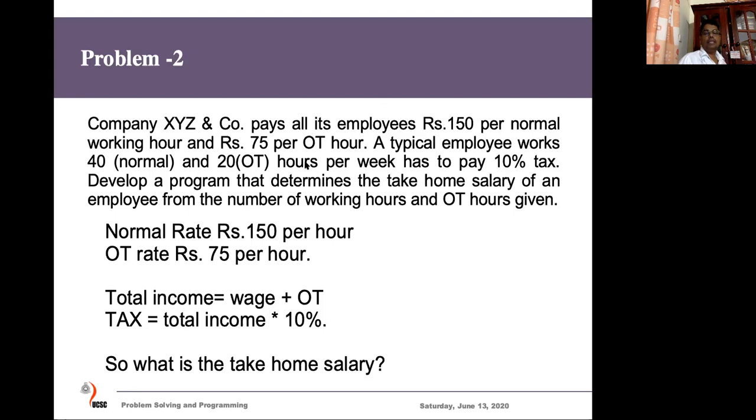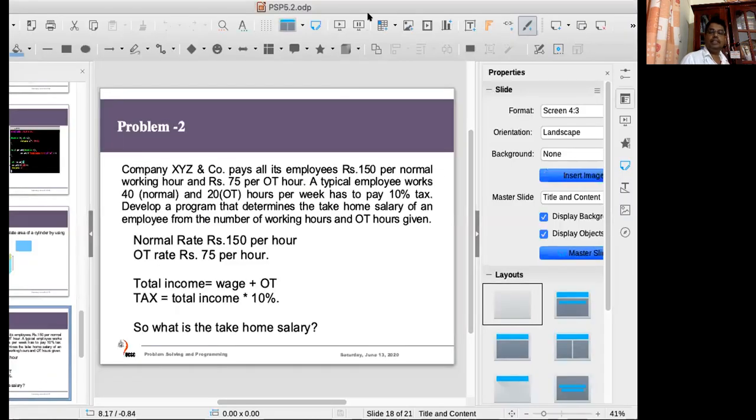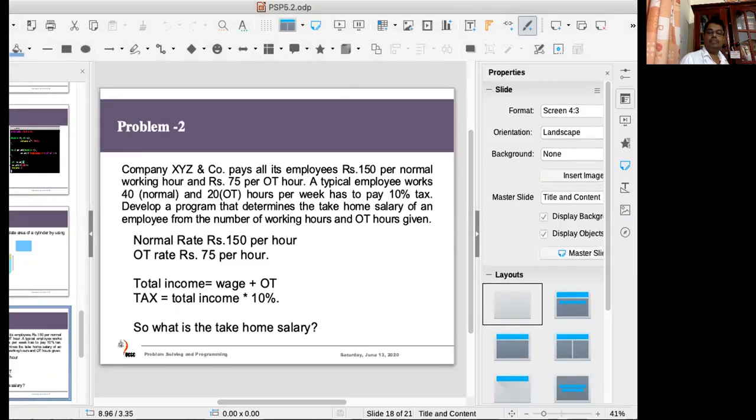In order to calculate that, we need to simplify this problem into small functions. How many functions can we see there? Maybe the first function calculates his normal earnings, a second function calculates his OT earnings, and a third function calculates his total income. Perhaps another function calculates his tax, and finally a function calculates his take-home salary. Like that, this particular problem can be divided into many small problems. Okay, let's see how we can write a program for that.